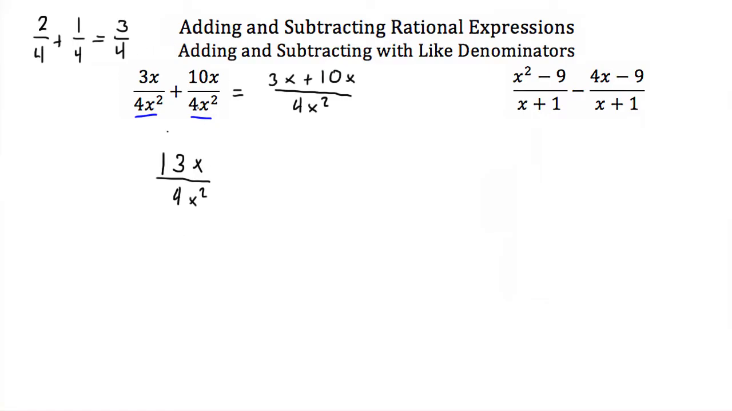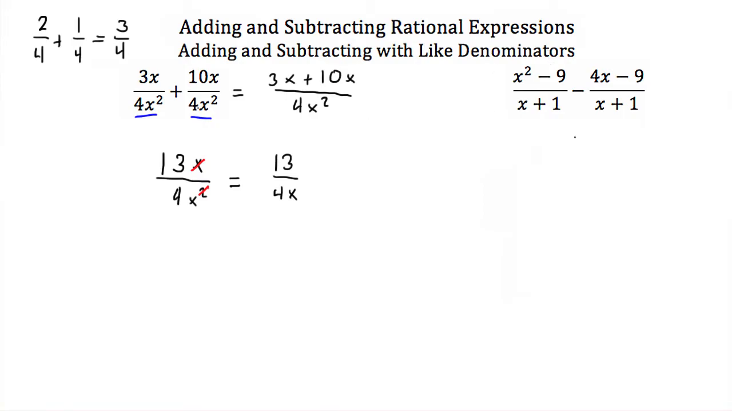So when you add rational expressions and they have a common or a like denominator, all you have to do is add your numerators. Now this 13x over 4x squared has an x in both the numerator and the denominator. And x divided by x is just 1, so you can cancel out one of the x's to simplify this expression. And our final answer would be 13 over 4x.